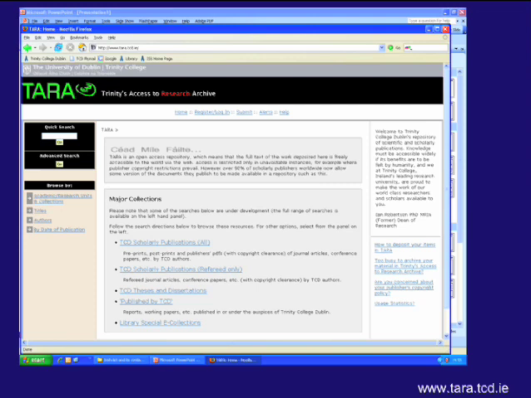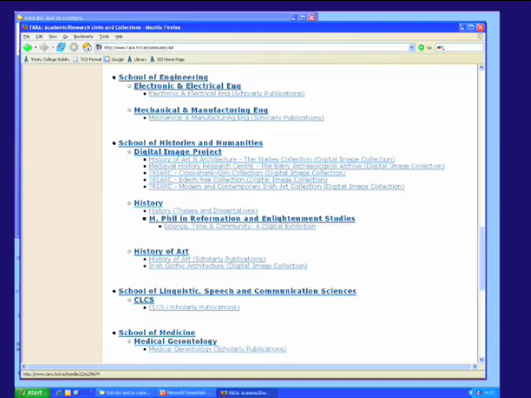This is the homepage of the Trinity Access to Research Archive. And if you want to go exploring the image collections, and we've really only started major work since September, so we're just at the early stages. Basically, click in the left-hand margin under Academic Research Units and Collections, and then under the School of Histories and Humanities, you can see the various individual collections that we've started work on.